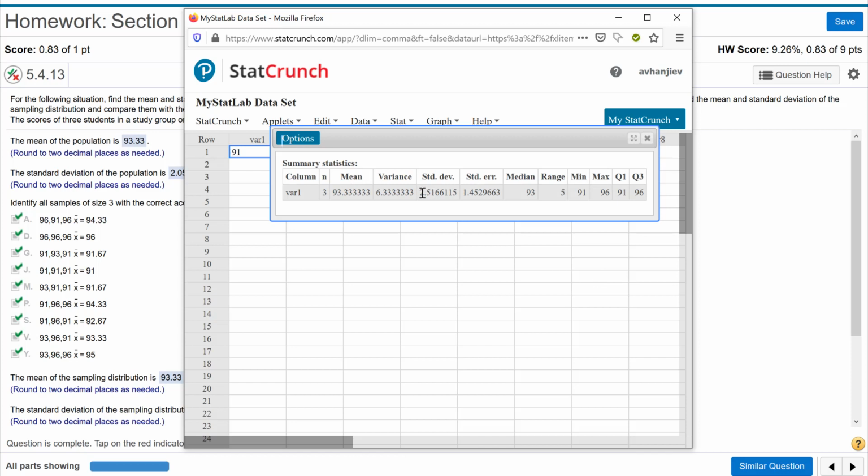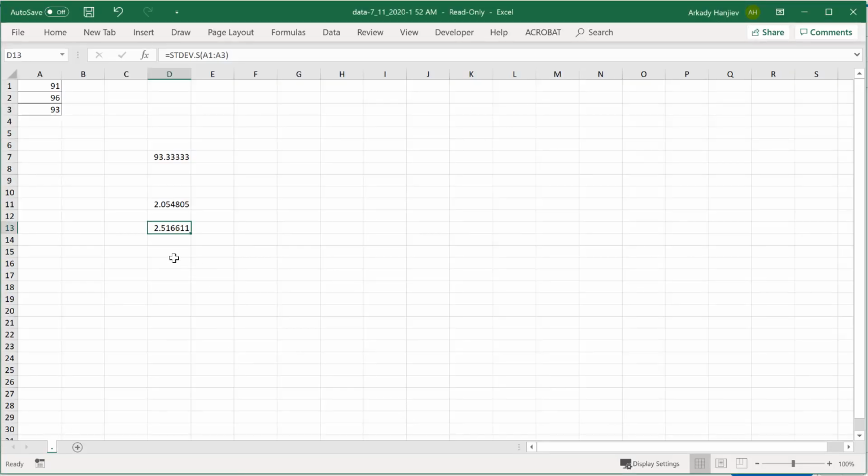So that piece right here, 2.5166115, is the sample standard deviation. This is the population standard deviation. That's the mean right there. And you can write in here as well if you wanted to. You can say mean, and then you can say standard deviation of population. Then we'll do the standard deviation of sample. There it is. I guess I should be more specific.